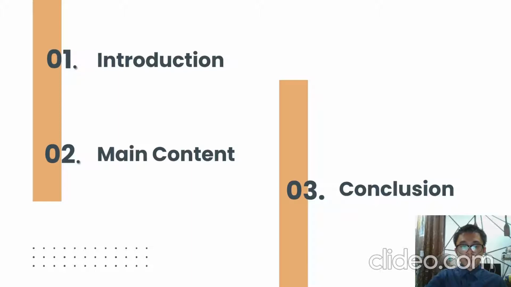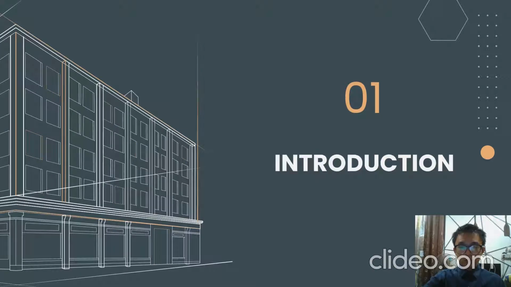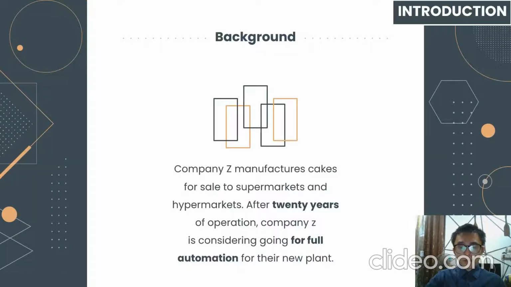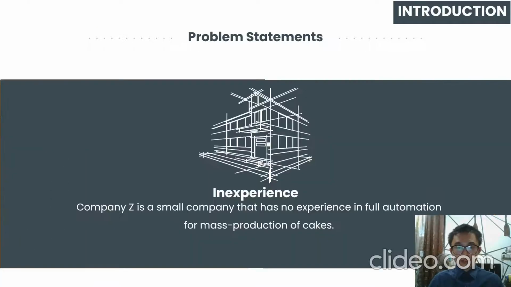This is the table of contents for our slide, which includes introduction, main content, and conclusions. Firstly is the introduction. For the background, the company manufactures cakes for sale to supermarkets and hypermarkets. After 20 years of operations, Company Z is considering going for full automation for the new plant.